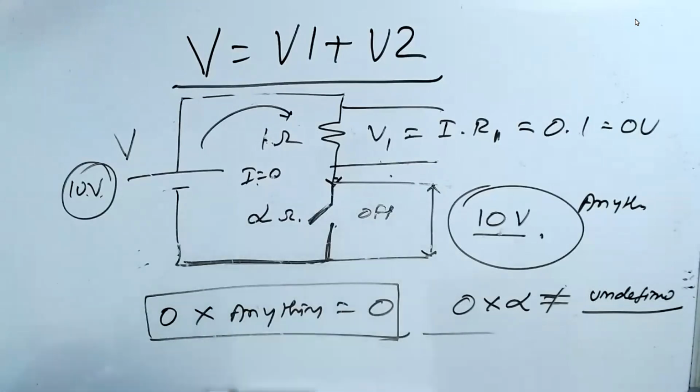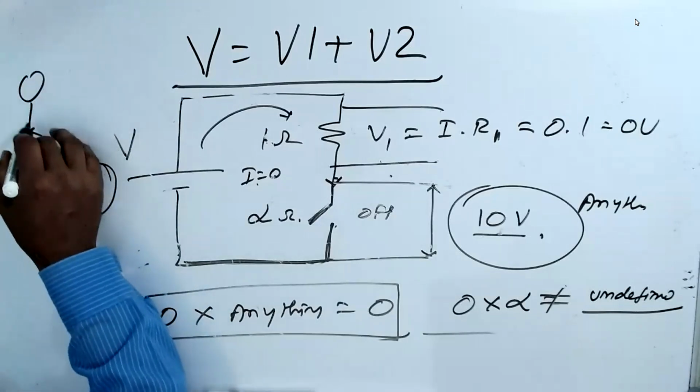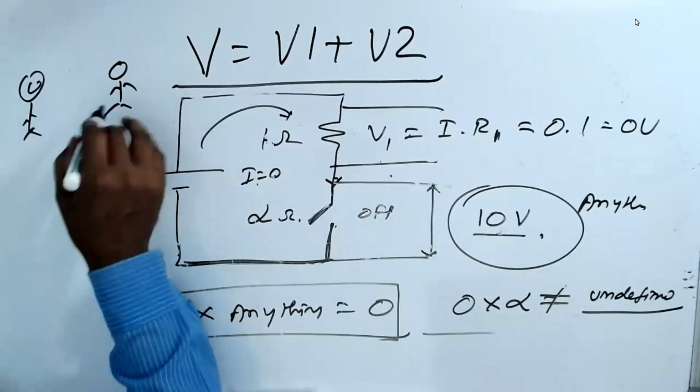So what we are using is a different method. For example, I'm telling you that I have given you some money. Let us say that I have a person. You are there. I gave you some money.